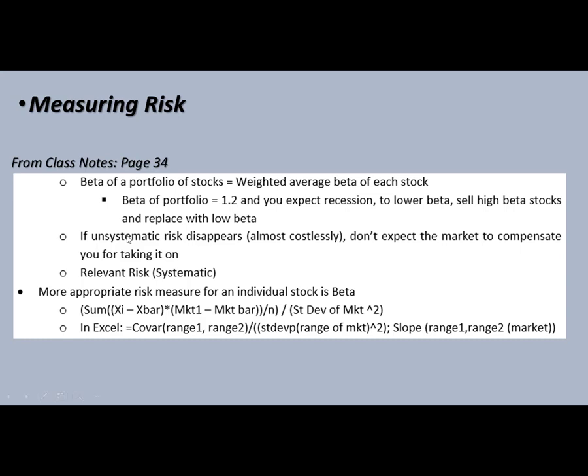So if unsystematic risk can disappear at almost no cost, all you've got to do is buy a well-diversified portfolio, which is easy to do. You can just go to Vanguard and buy a portfolio with a few hundred stocks in it. Then what the capital asset pricing model says is you should not be compensated for taking that risk.